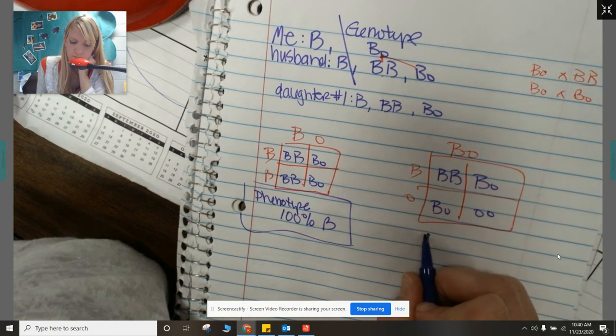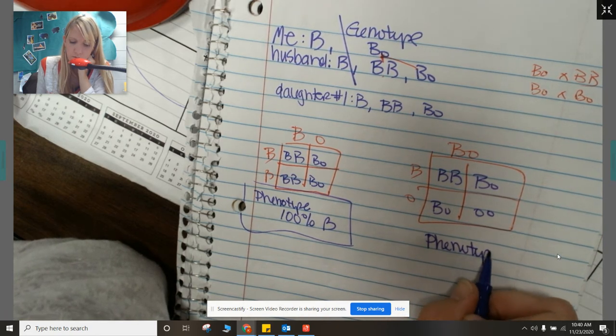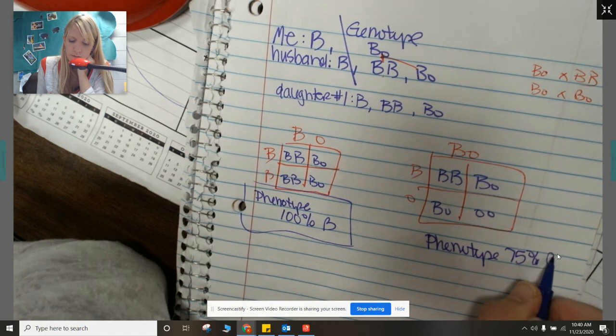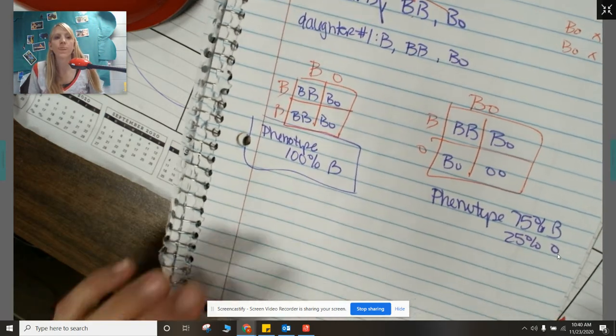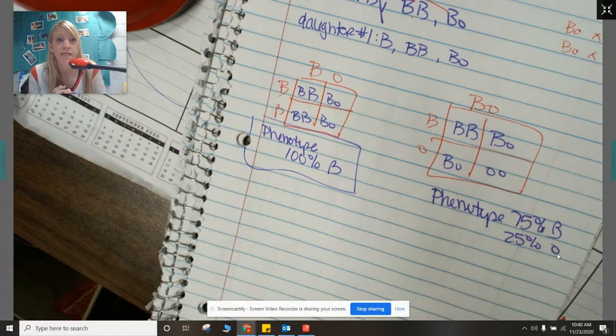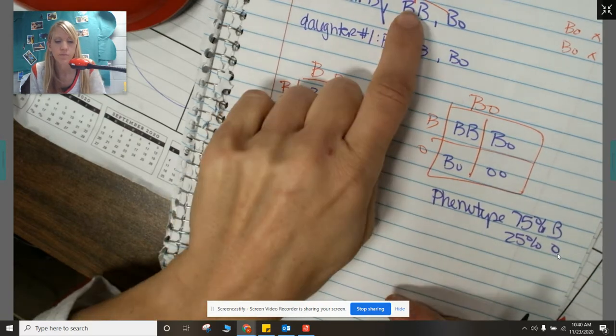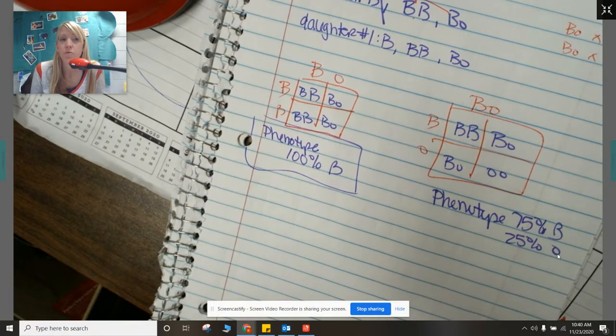This is phenotype: 75% B, 25% O. Look at that. So the only way to tell what my husband's genotype is, big B big B, or big B O, is either finding out if any of his siblings had anything other than B, or checking the blood type of my kids.